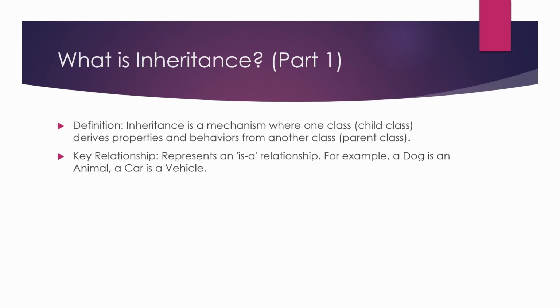Now let's look at inheritance. Inheritance is a mechanism where one class, the child class, derives properties and behaviors from another class, the parent class. This represents an is-a relationship, such as a dog being an animal, or a car being a vehicle.